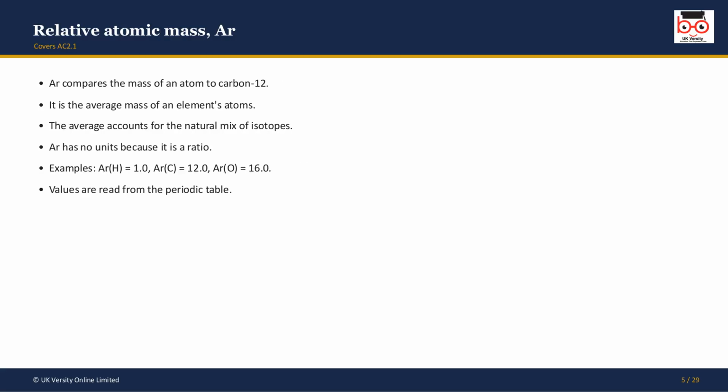Relative atomic mass, written AR, compares the mass of an atom to carbon-12, our agreed standard. It's an average mass for the element's atoms, and that average takes account of the natural mixture of isotopes. Because it's a ratio, one mass against another, it has no units. So for hydrogen AR is 1.0, for carbon it's 12.0, and for oxygen 16.0, and you simply read these values straight off the periodic table.